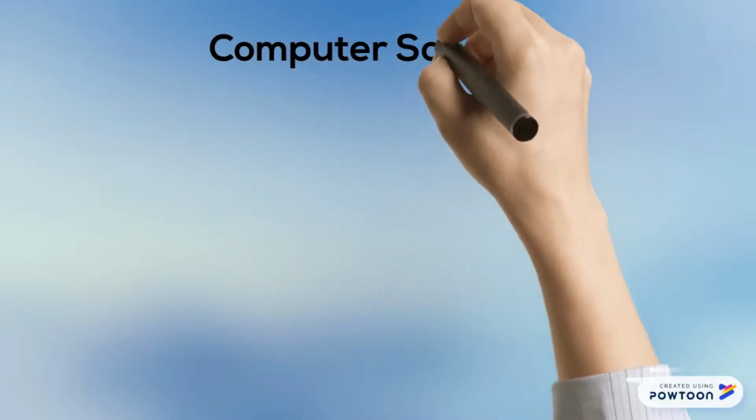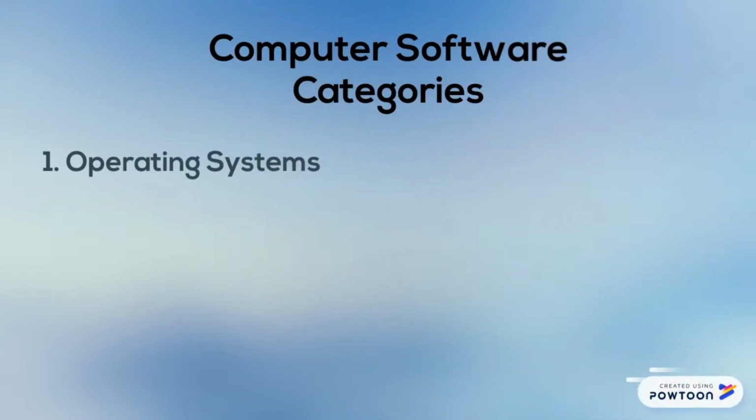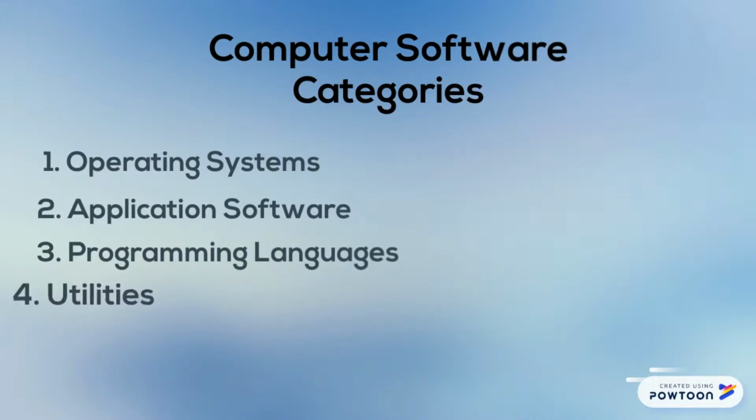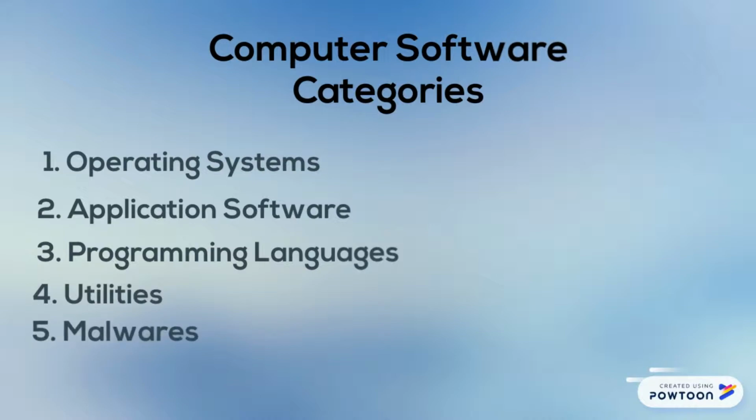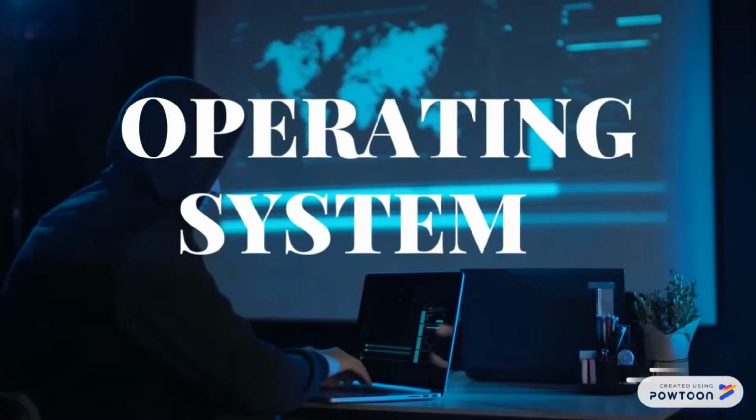To know more, we will discuss the following computer software categories: operating systems, application software, programming languages, utilities, and malwares. Let us start with the first category, operating systems.